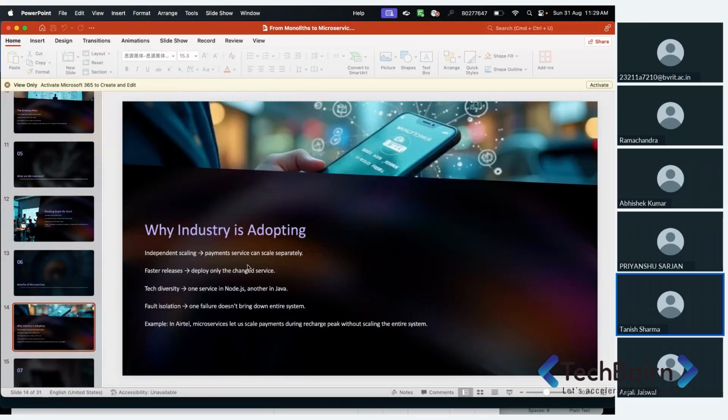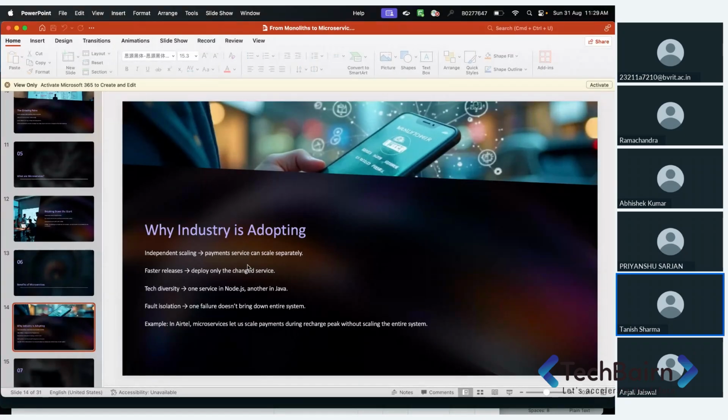Let's go through some of the advantages we have already discussed. First one is independent scaling. I have already given you the example. If you want to scale up a particular feature in your project, you can do it when you are in a microservice architecture. Then there would be faster release. If you want to make some changes in the payment service and release it, you are not dependent on any of the other features of your project.